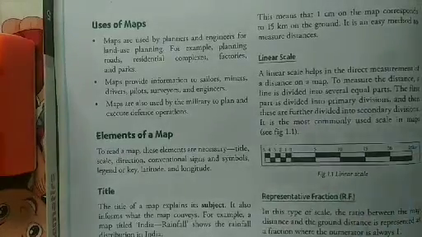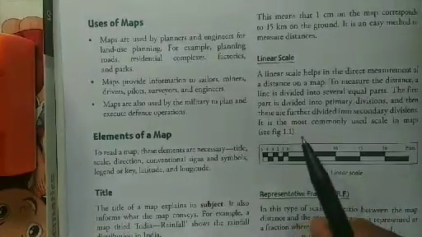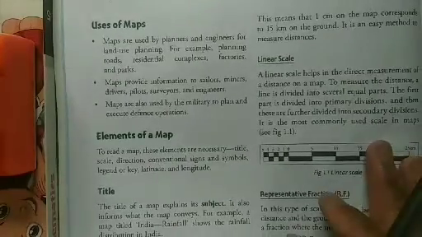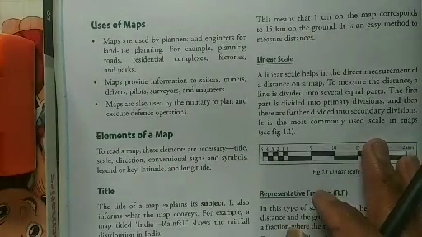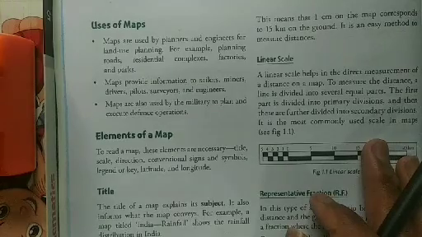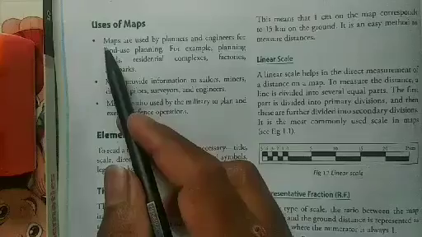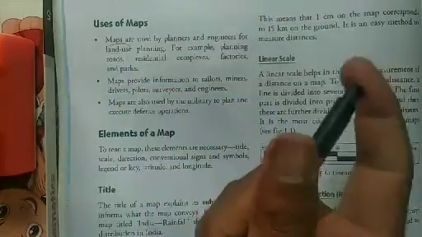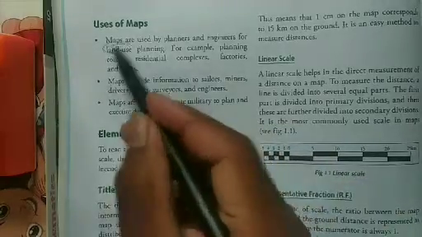Now we come to the uses of a map. What are maps used for, and why do we have them? Maps are used to plan and engineer land use. For example, planning roads, residential complexes, factories and parks. So maps are basically used to plan the land use, so you can use the land properly.